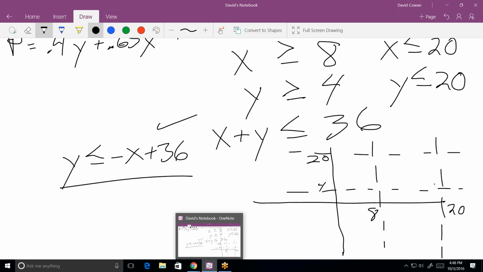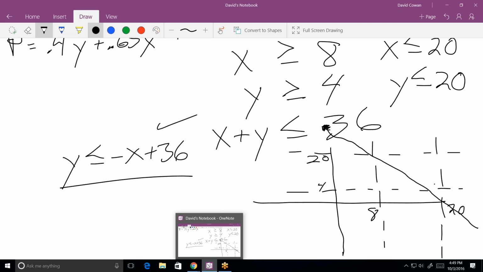Right. Well, where do I start in graphing this last constraint? Well, you'd start at 36, right? Okay, there's a point right there, 36. What's the slope? Minus 1. So I'm going to go down 1 and to the right 1. There's a minus 1 slope, okay?